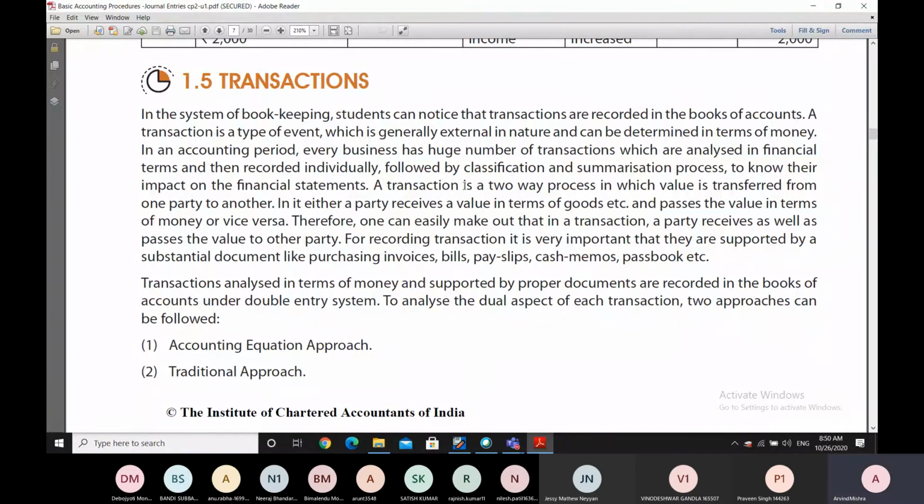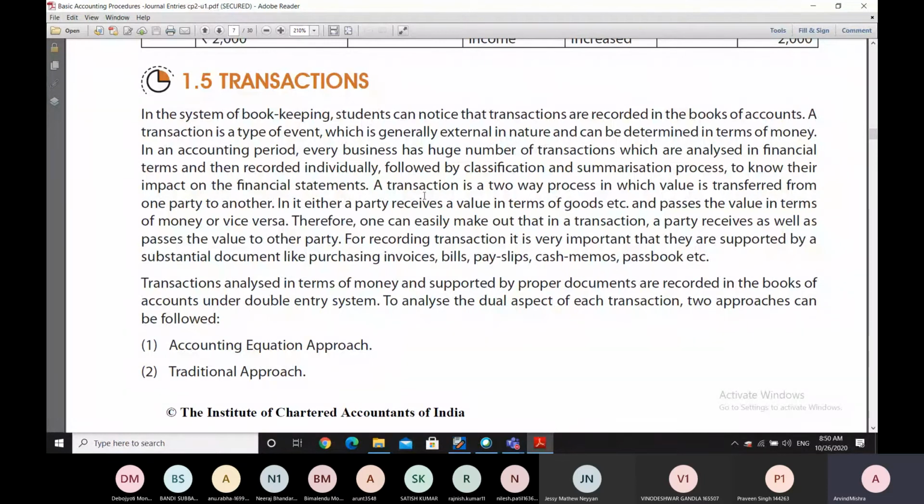Transaction, the word transaction means a two-way process. I give you something, you give me something else in return. लेन देन जिसको बोलते हैं. Transaction is a two-way process, लेना देना, in which value is transferred from one party to the other party, and from that party to this party.